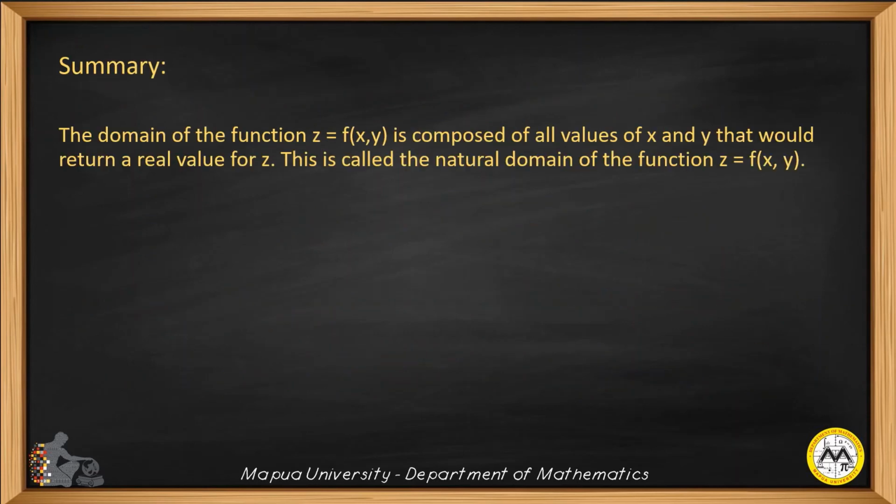So to recap what we have in this lesson, if we are given a function z which is dependent on two variables x and y, then the natural domain of this function z is composed of all values of x and y that would return a real value for z, and that the set of all points x and y would constitute the natural domain of the function z, f function of x, y.